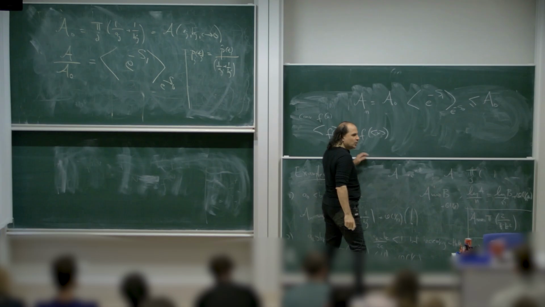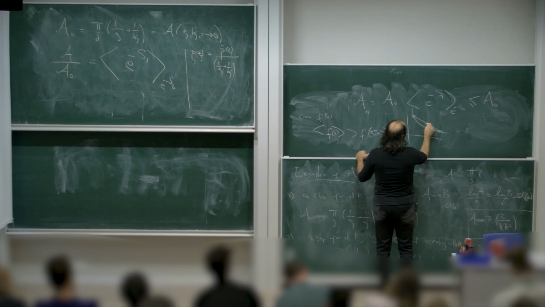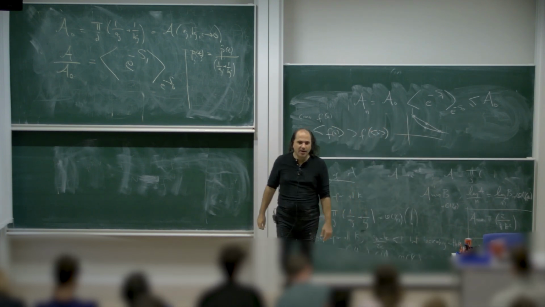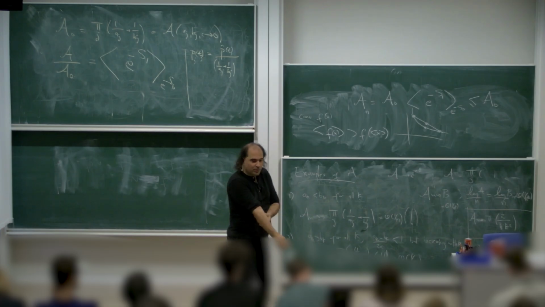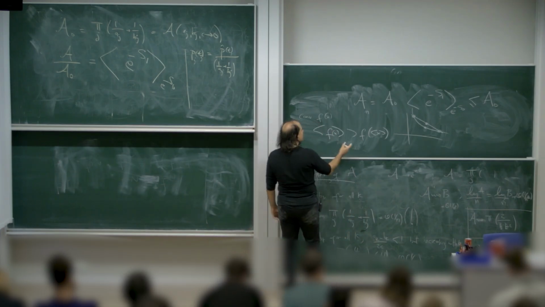That's the Jensen inequality. You draw a convex function, and it's a famous picture. This is the average of f, and this is f of the average. So if the function is convex, this is always true. The function e to the minus x is convex.